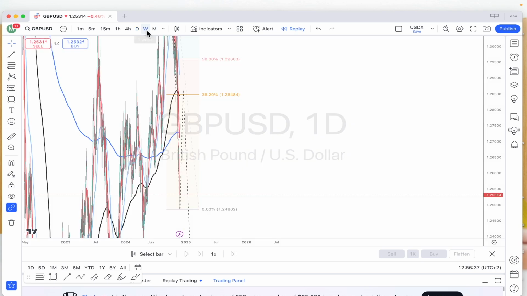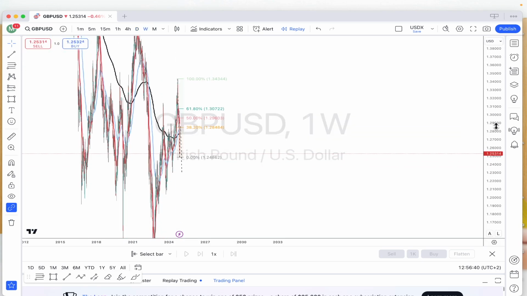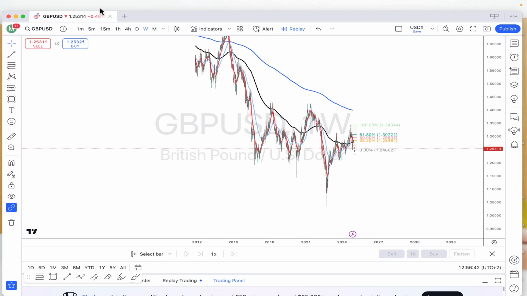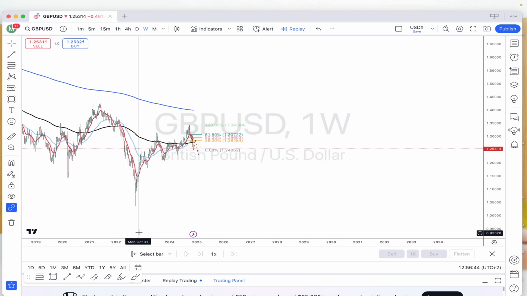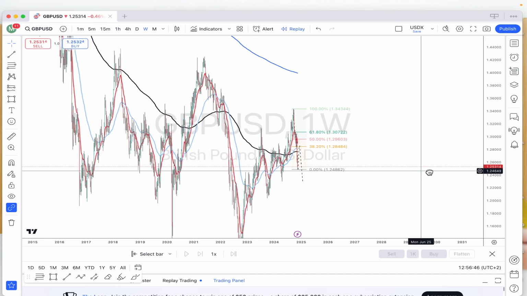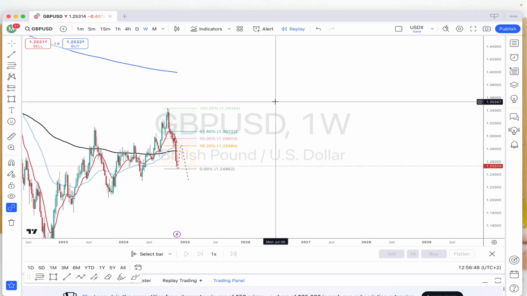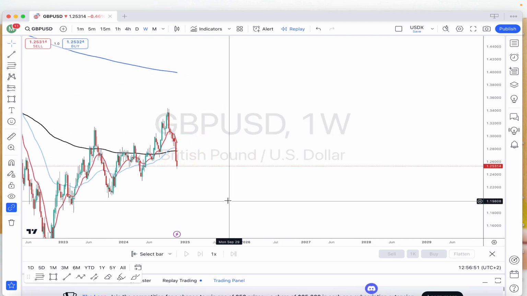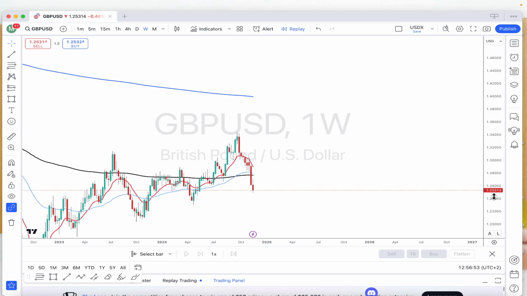So if you look at the higher time frame again, it's more or less the same thing with what you are seeing on the dollar index, but just in reverse. All right, let me just get all this off so you can appreciate what I'm talking about.